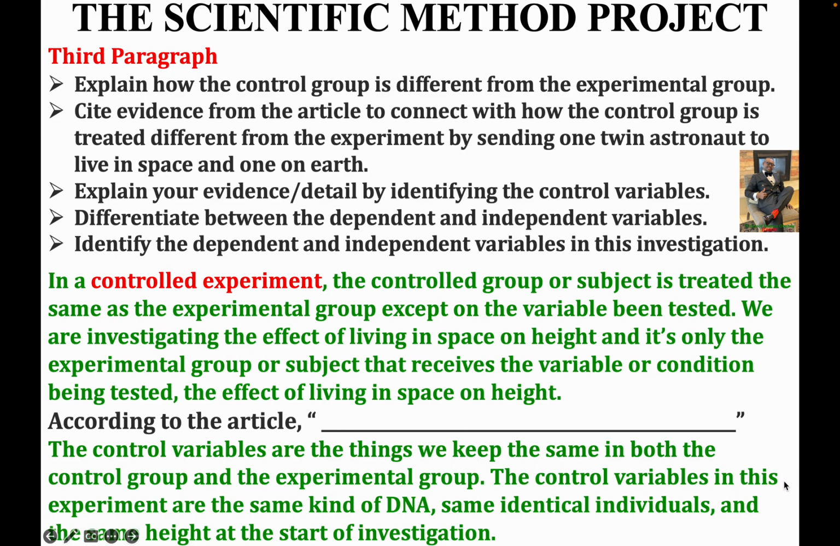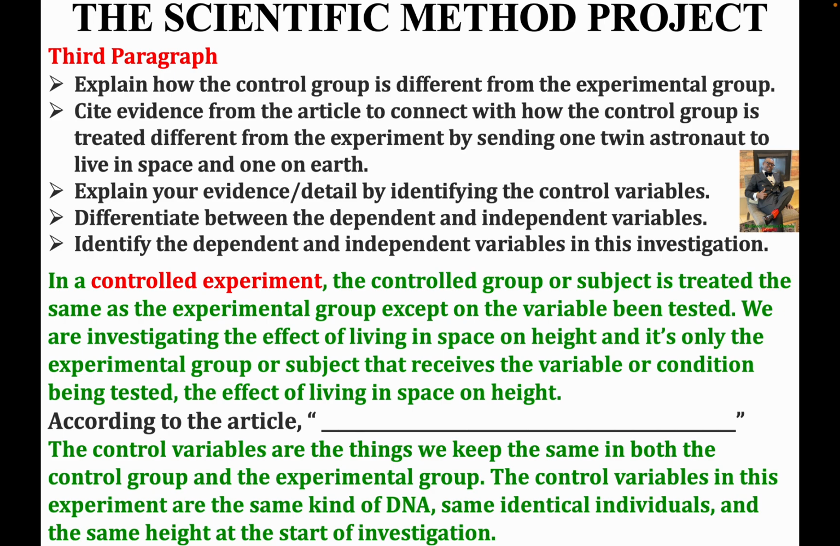The control variables in this experiment are the same kind of DNA. They are identical twins, so they are alike in almost every aspect. That means they have almost the same DNA. Their height was the same before the start of the experiment. Almost everything about them was the same. They are identical twins, so we can assume they had almost the same genes or the same DNA.